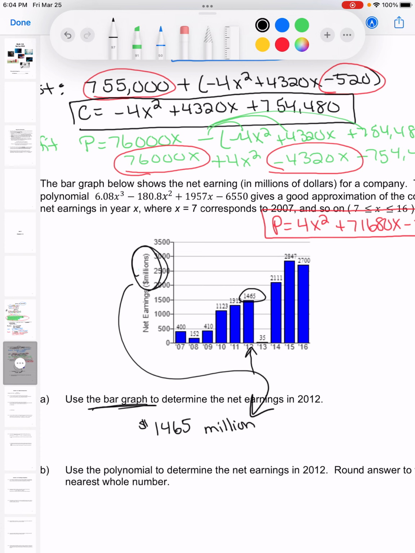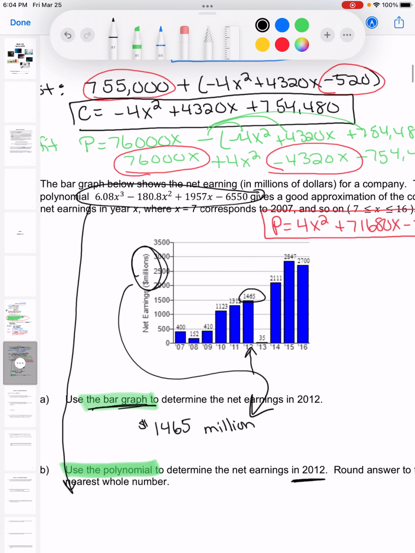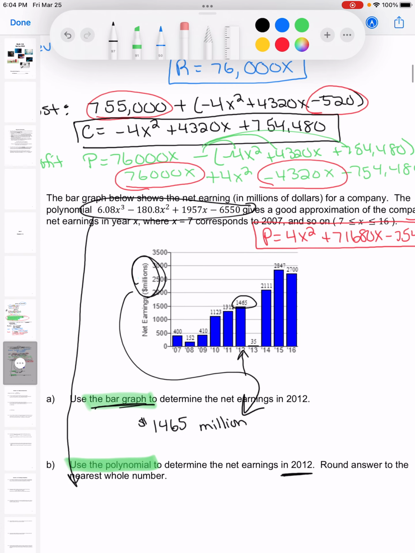So this first part said use the bar graph, so that's what I did. The second one's going to say use the polynomial. Remember, the polynomial is that equation with the x's in it. So it's right here. So I'm going to use the polynomial down below for 2012. Now we're going to see this come up over and over and over again, but we don't want to just plug in 2012. We're going to plug in according to our directions. And let me kind of free up a little space up here to look at our directions.